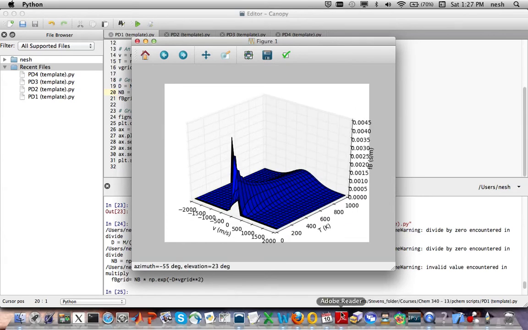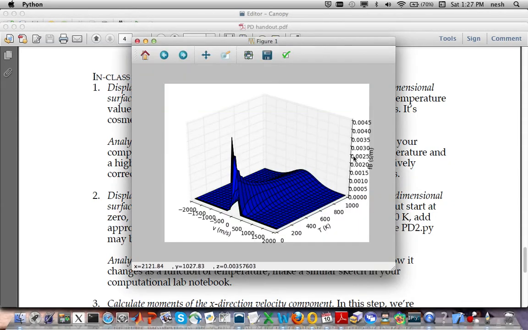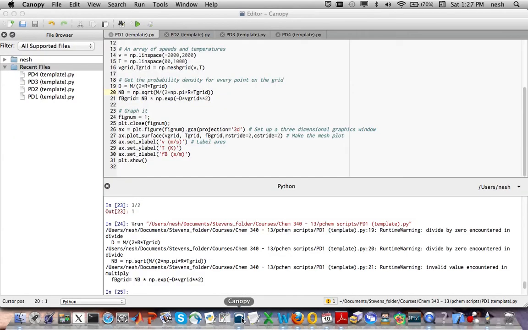Now, there's one more thing that I asked you to do on this, which is put appropriate labels. I think we've done that, but it's cosmetically nice to multiply the z-axis by 1,000, and you can kind of see why that's the case. It's got these small numbers here. So why don't you see whether you can make that change right now?